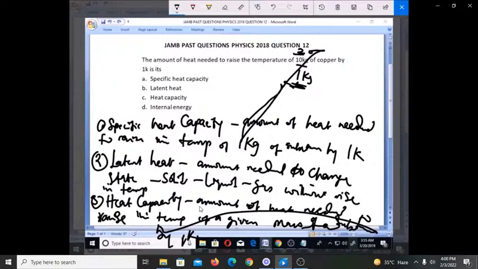Whereas internal energy is the energy due to the molecular bonding. So internal energy is the energy due to the molecular bonding. The molecular energy, the positioning of the molecules, that is what causes the internal energy.